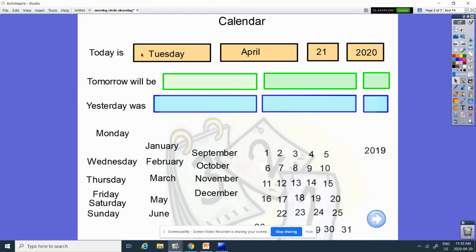Tomorrow, it will be what day? What comes after Tuesday? We've got Monday, Tuesday, Wednesday. Where's that W? There it is. W, Wednesday. And it will still be April. So I'm going to get another April. And the number that comes after 21, let's count from 20. 20, 21, 22. I want 2, 2.